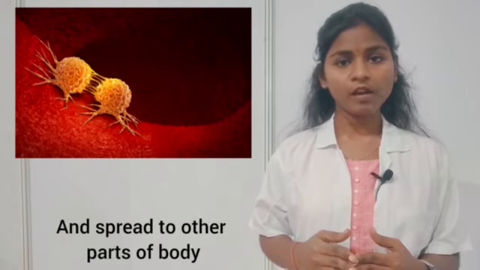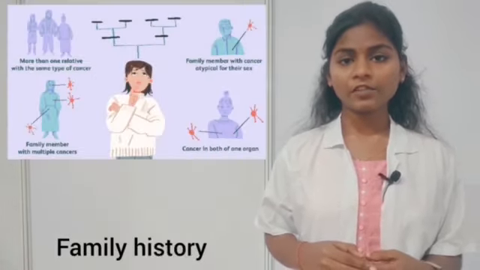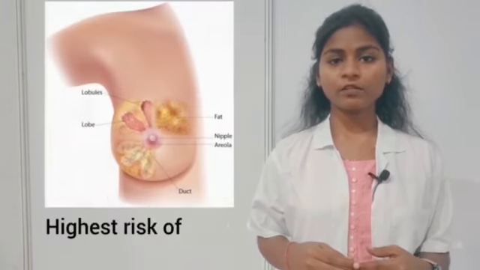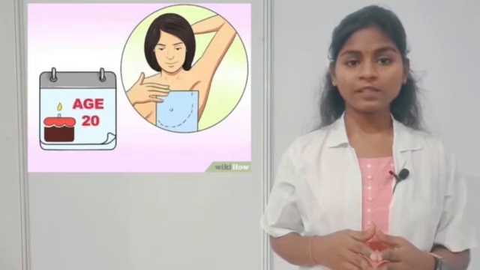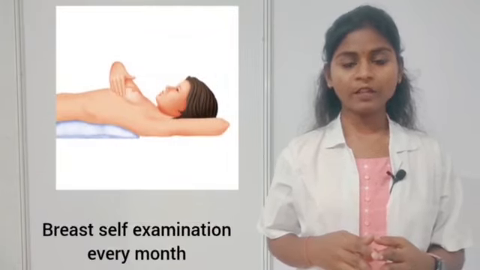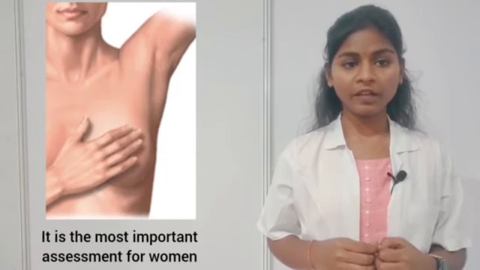Lumps or masses have the potential to be dangerous and spread to other parts of the body, and are called malignant tumors. Women with a family history of breast cancer are at the highest risk of getting breast cancer in future. So we have to do breast self-examination every month at the end of the menses. It is the most important assessment for women, as it helps in early detection of breast cancer and unusual changes of the breast.